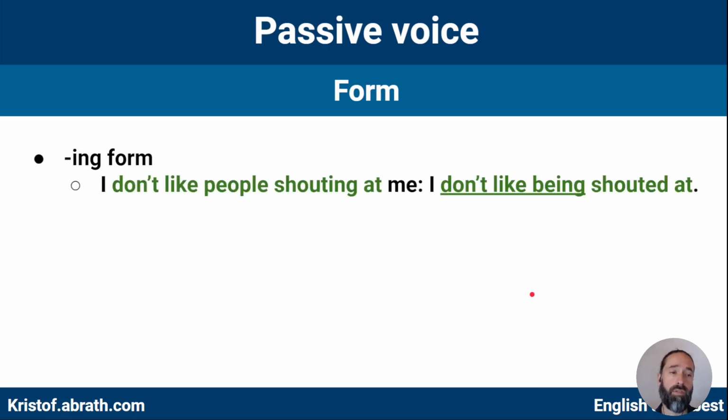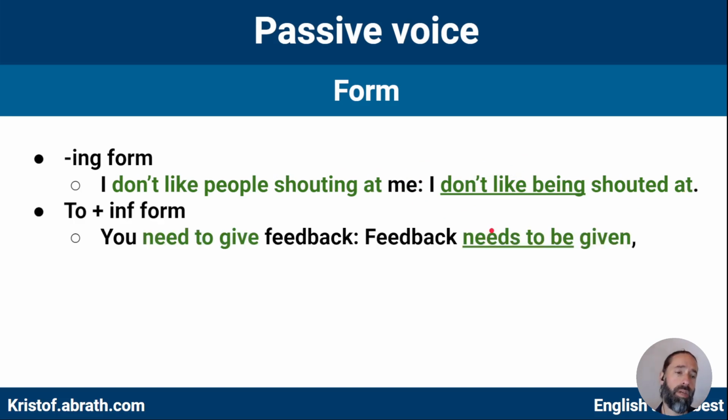Same thing with ing forms. I don't like people shouting at me. Don't like plus ing. So: I don't like being shouted at. Same thing with infinitive. You need to give feedback. Okay, need to plus infinitive, needs to plus the verb to be, given. So: feedback needs to be given.